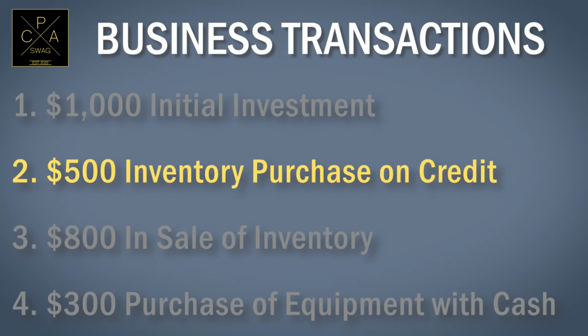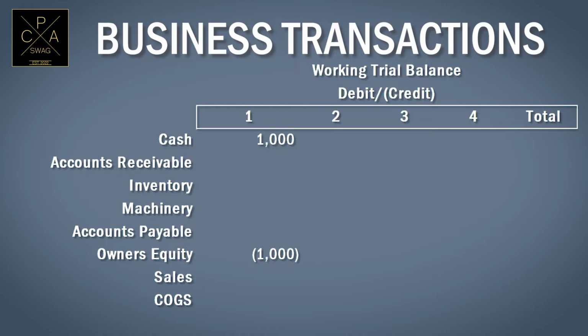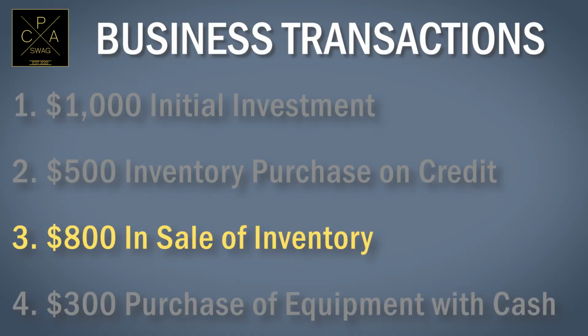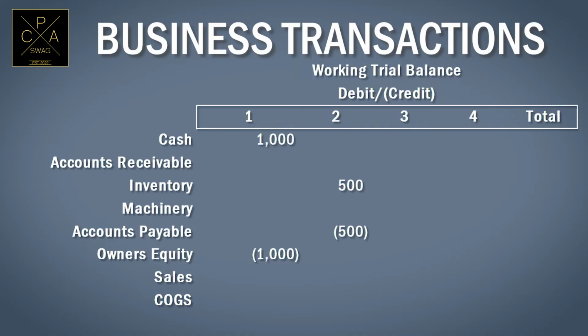The company then purchased t-shirts or inventory on credit from a supplier for $500. To account for this transaction, we will record a debit to inventory and a credit to accounts payable for $500. The company then sold all of the t-shirts purchased on credit to customers for $800. To account for this, we will record a debit to accounts receivable and a credit to sales for $800. We will also record a debit to cost of sales and a credit to inventory for $500, which is the original purchase price that we paid for the inventory.